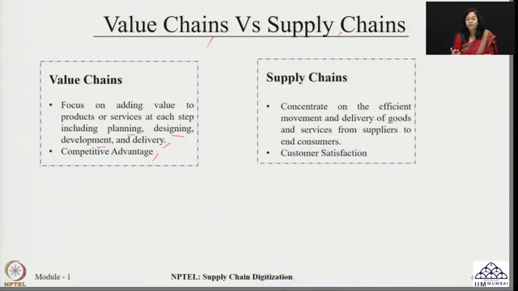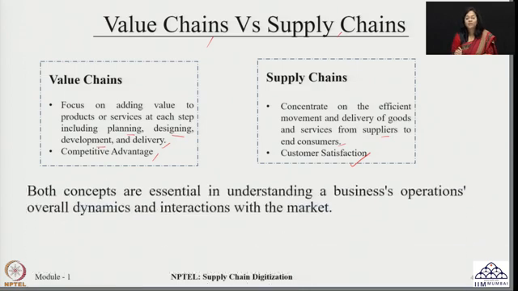However, when we talk about supply chains, a supply chain mainly focuses on the efficient movement and delivery of goods and services from the suppliers to the end customer. So it is more about how these products are produced and transported, starting from the suppliers till the end consumers, and the focus is more on ensuring that the customer is satisfied and the product that the customer needs has reached them in the right manner.